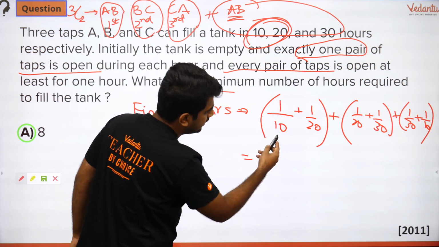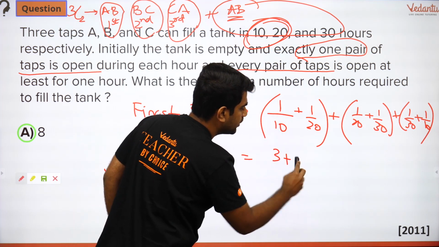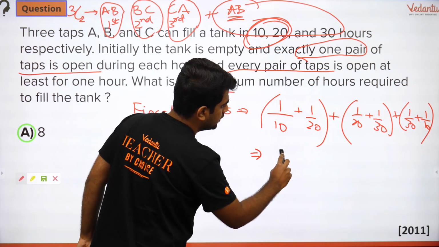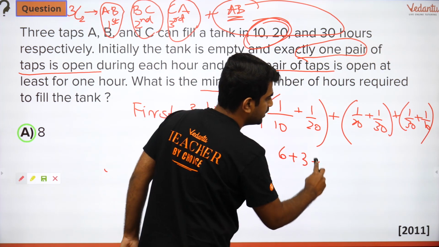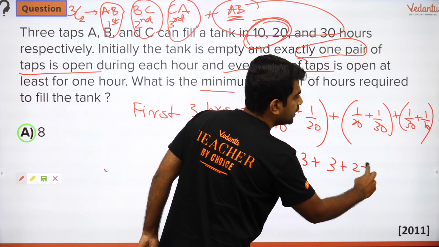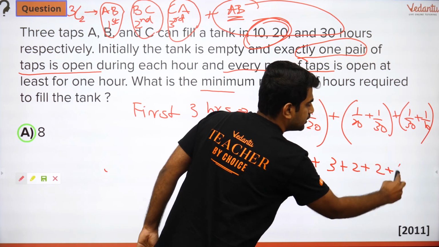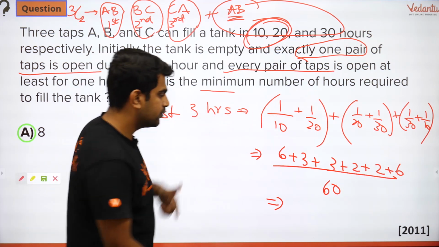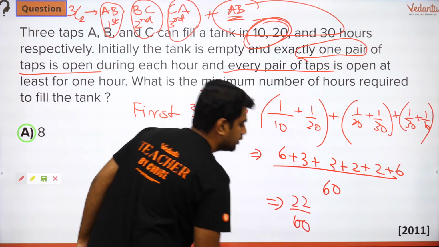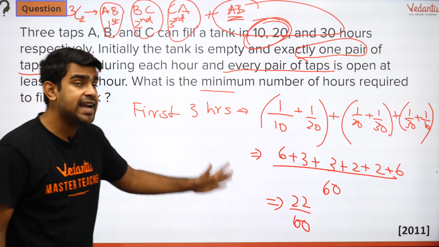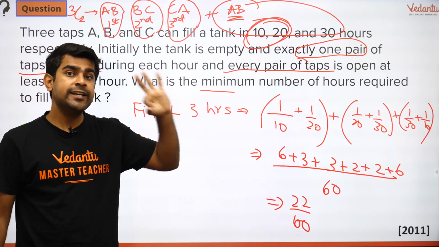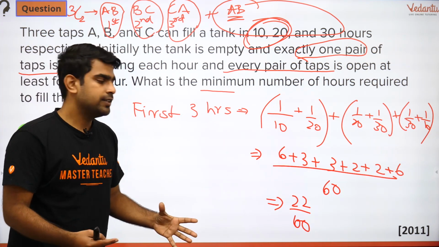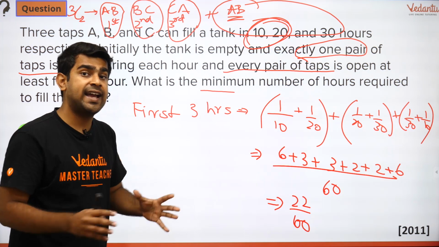How much is that? Let's calculate it. 3 plus, okay, LCM is 60. It's not 30, it's 60. It is going to be how much? 6 plus 3 plus 3 plus 2 plus 2 plus 6 by 60. And that will be 9 plus 9, 18, 18 plus 4, 22. 22 by 60. So 22 by 60 portion of the tank is filled in the first 3 hours.